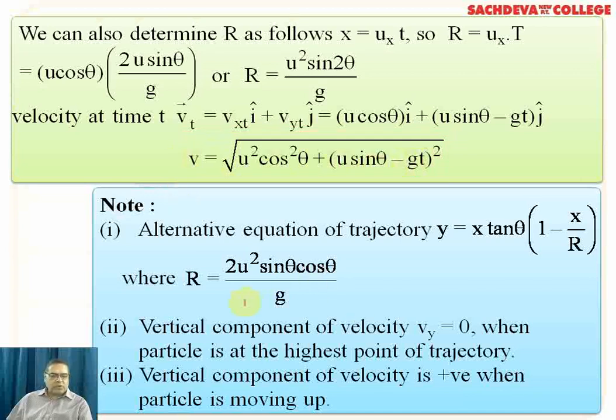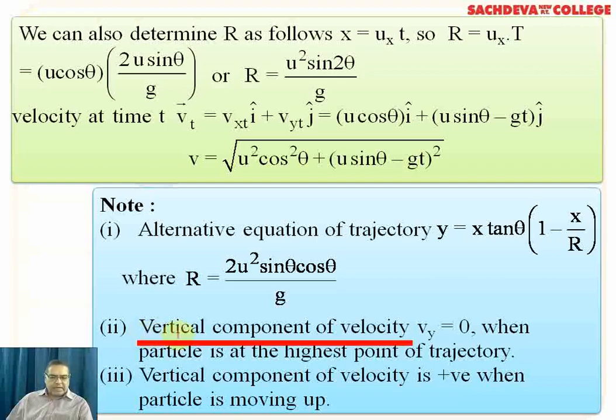Now, there is a certain note here which is very important, the alternative equations of trajectory. Whatever calculations we have done earlier can be further written in a different way. That is, the equation of trajectory y can be taken as x tan theta into (1 minus x over R), where R can be taken as 2u square sin theta cos theta divided by g. If we want to evaluate it further, 2 sin theta cos theta can be written as sin 2 theta trigonometrically.